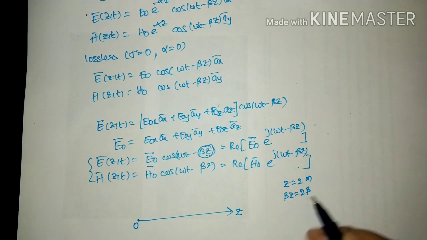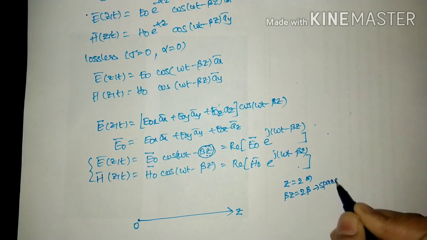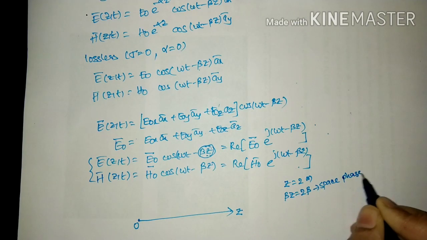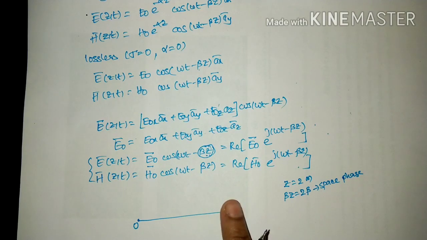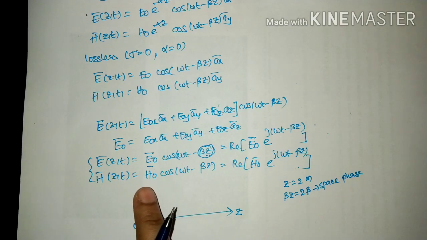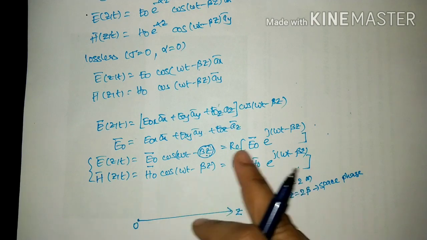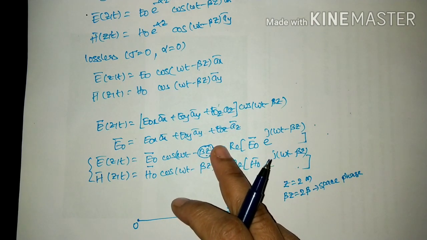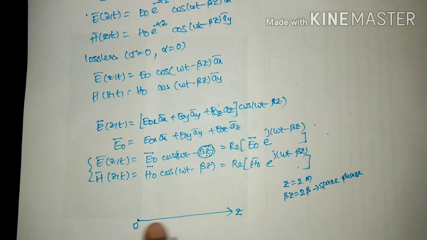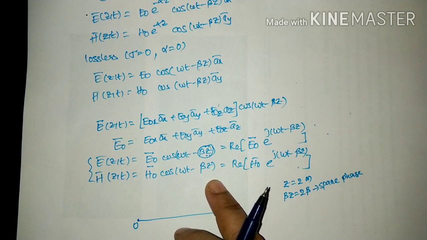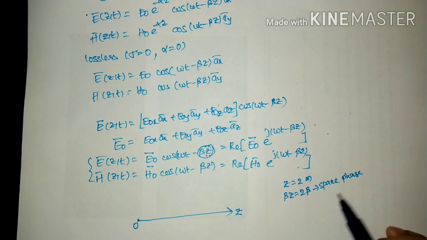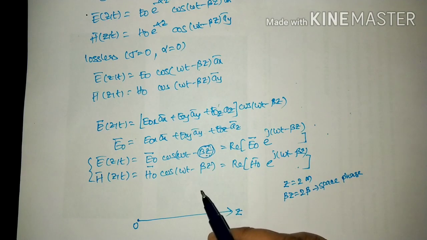So here beta into z is called the space phase, means how the phase is changing with respect to space. From this you can conclude that if you know the orientation of the electric field and magnetic field and how the phase of the signal is changing as the wave is propagating, we can easily represent the electromagnetic wave mathematically. So beta into z is nothing but the space phase.